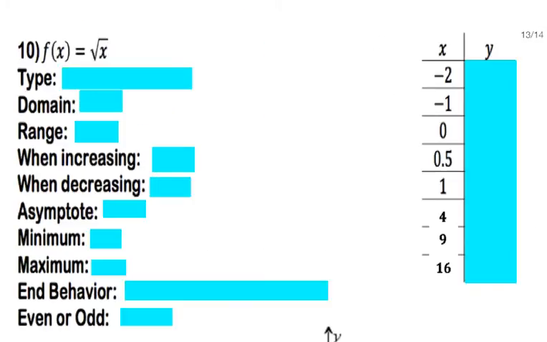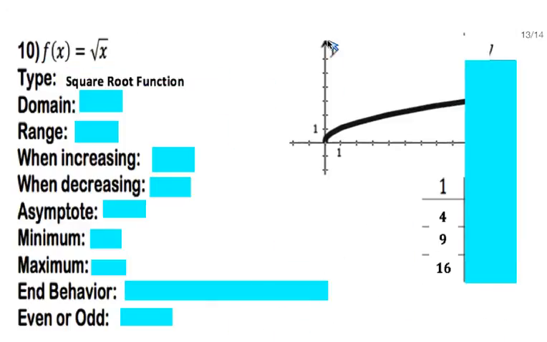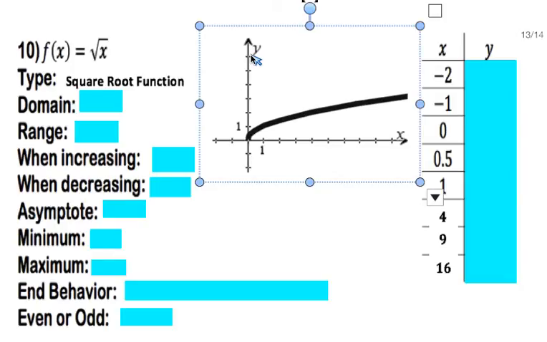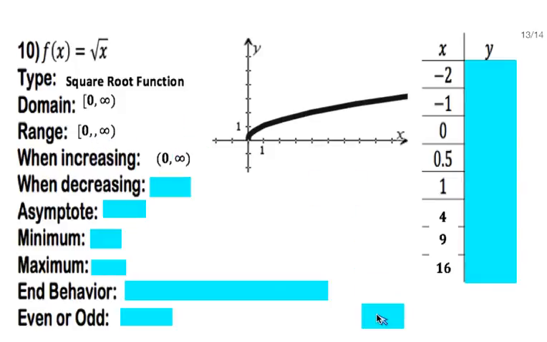And then let's look at the square root function, and I think we have this one and one more. So we have the square root function, and the graph looks like this. And the domain is from 0 to positive infinity. My range is also the same. I don't know why I have two commas there. It's a typo. Sorry about that. I am going to be increasing over the entire domain, so from 0 to positive infinity. I'm never going to be decreasing.